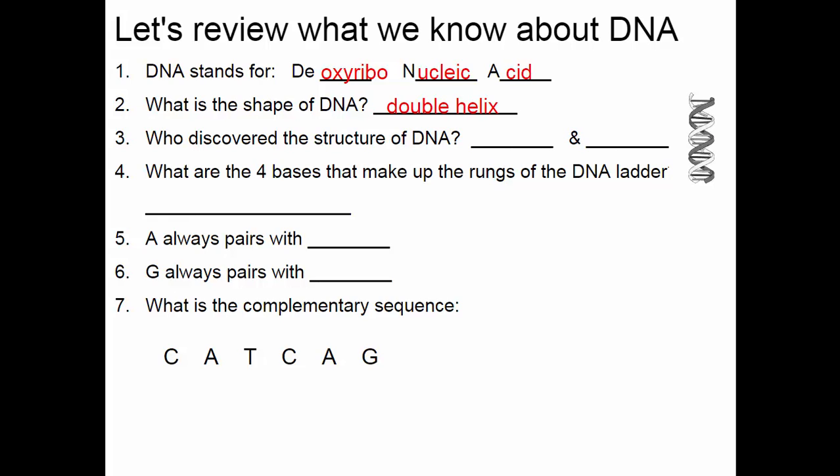Who are the two scientists that won a Nobel Prize for describing the shape? Not Lewis and Clark. James Watson and Francis Crick. Watson and Crick. However, there was some controversy because there was a woman that was also studying DNA. She was making X-ray crystallography images of the DNA molecule.